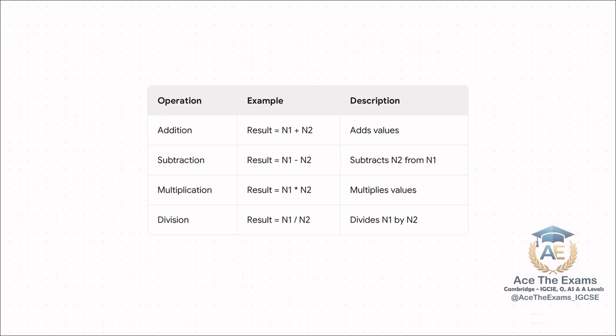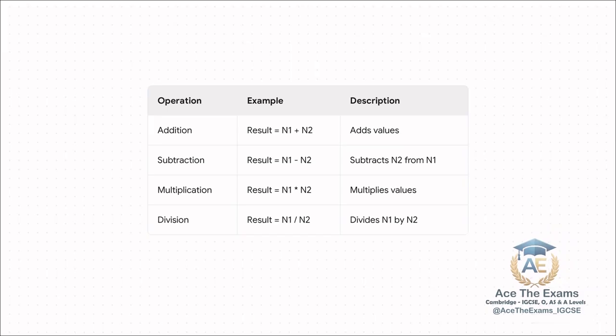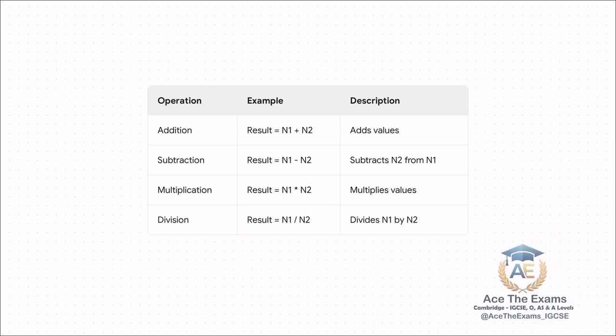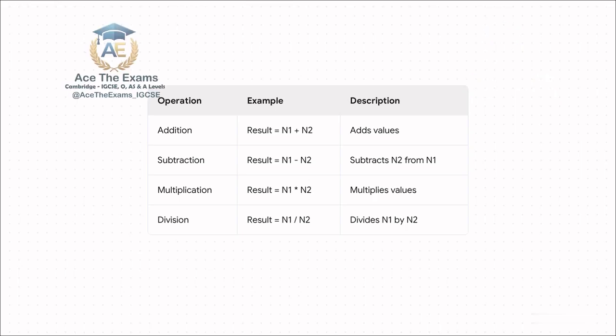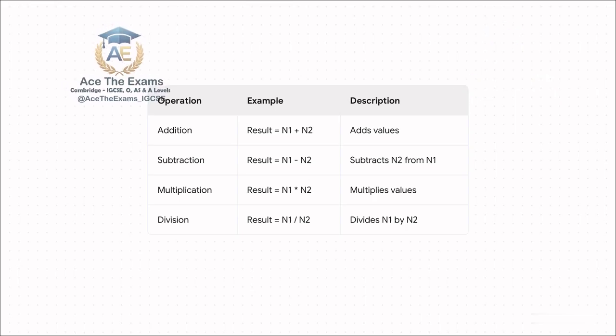Addition uses the plus sign, subtraction uses the minus, multiplication relies on the asterisk, and division uses the forward slash. You're going to constantly use these operators to take values held in one or more variables, process them, and then store that new output right into a resulting variable.